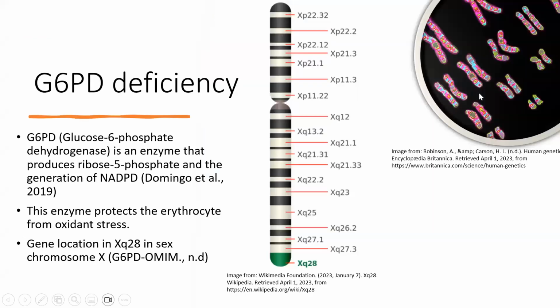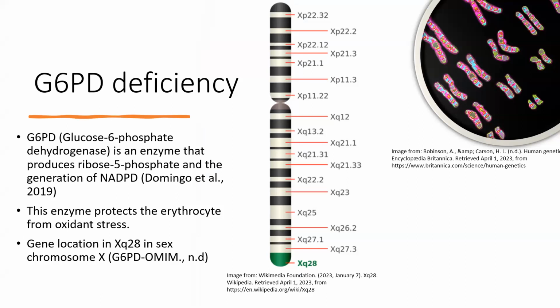For my presentation, I chose the G6PD deficiency. G6PD is an enzyme called glucose-6-phosphate dehydrogenase, and it has the function of reducing ribose 5-phosphate in the generation of NADPH in the hexose monophosphate pathway. So in other words, it protects the erythrocyte from oxidant stress and premature lysis.